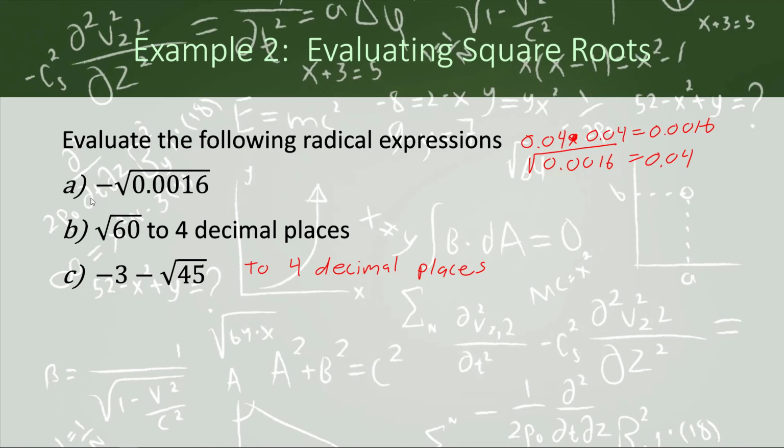Well, we're looking for the negative of that, so this is going to be equal to negative 0.04. And remember, we are limiting ourselves to principal square roots, so we're not interested in the negative of the negative square root. Okay, now for the square root of 60, we would need to use a calculator. It is actually possible to use some tools to simplify that, but that is beyond the scope of this particular class. Instead, we actually want to use a calculator.